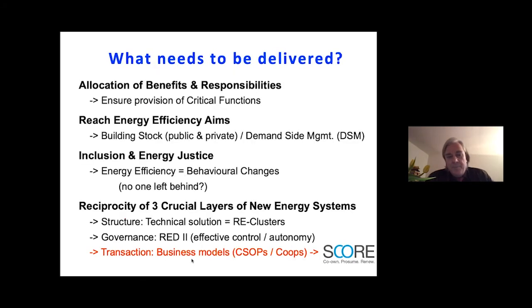And before walking you through the CSEP, I just want to recapitulate what we need to deliver in the next years. So this challenge is threefold. We need to provide a model for the allocation of benefits and responsibilities. And this, of course, has to ensure the provision of the critical functions of this technical infrastructure. We need to reach energy efficiency aims. So this concerns building stock. So it's about people living there. And of course, demand side management will be very important. And last but not least, we also need to respect inclusion and energy justice.